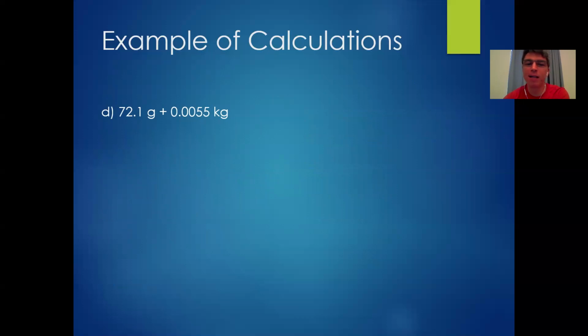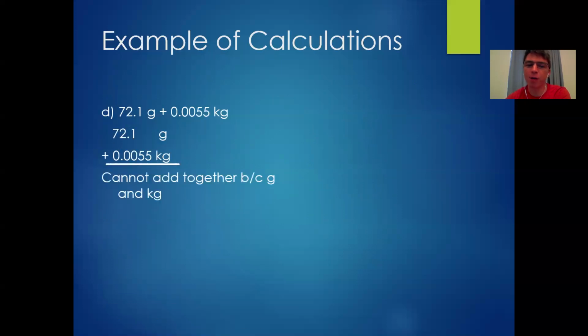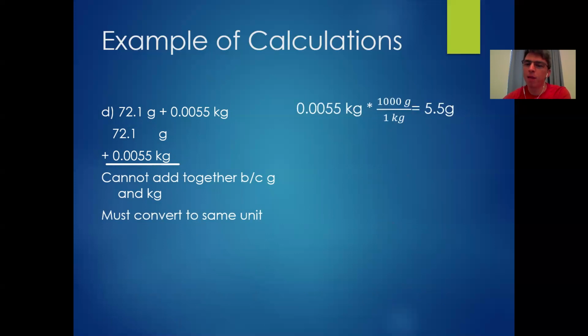Now here's why units matter. Same numbers, still 72.1 grams, but now we're adding 0.0055 kilograms instead of milligrams. Same thing, if we try and add these, they're different units, we need to convert them. I'm going to convert the kilograms to grams. Same thing, we want kilograms to cancel, so it needs to go on the bottom to cancel out. We can convert it to grams, which would go on top of our conversion factor. Kilograms will cancel out. We're left with grams as our unit. The numbers, there's 1,000 grams in 1 kilogram. Again, this comes from metric prefixes. So 0.0055 times 1,000 divided by 1 gives us 5.5 grams.